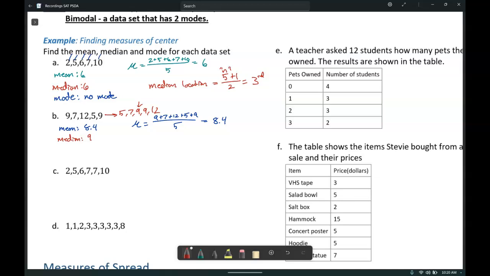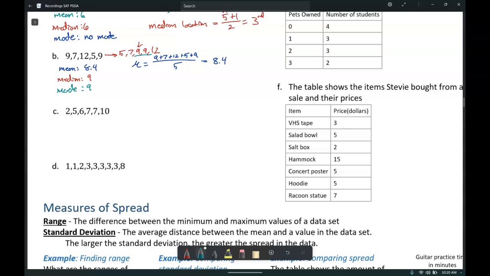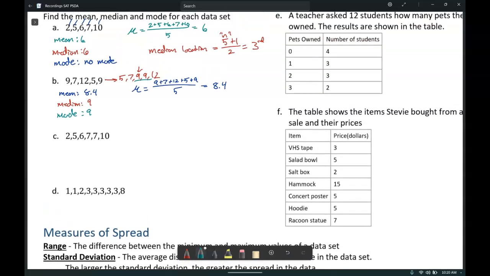And then our mode, we're looking for our most common number. All right, the most common value for the mode, well, 9 is the only number that shows up more than once. It shows up twice. So our mode is 9. Go ahead and I encourage you to pause here and see if you can evaluate and find the mean, median, mode for these next two data sets by using the same method that we did above.